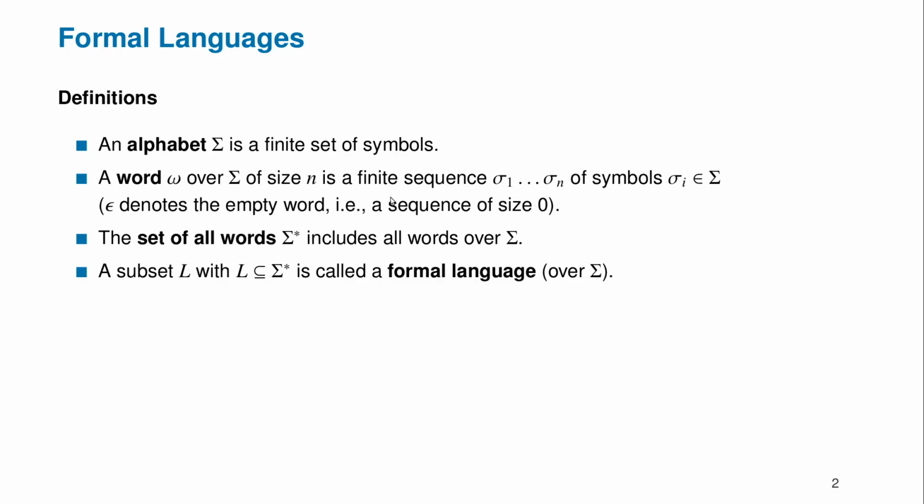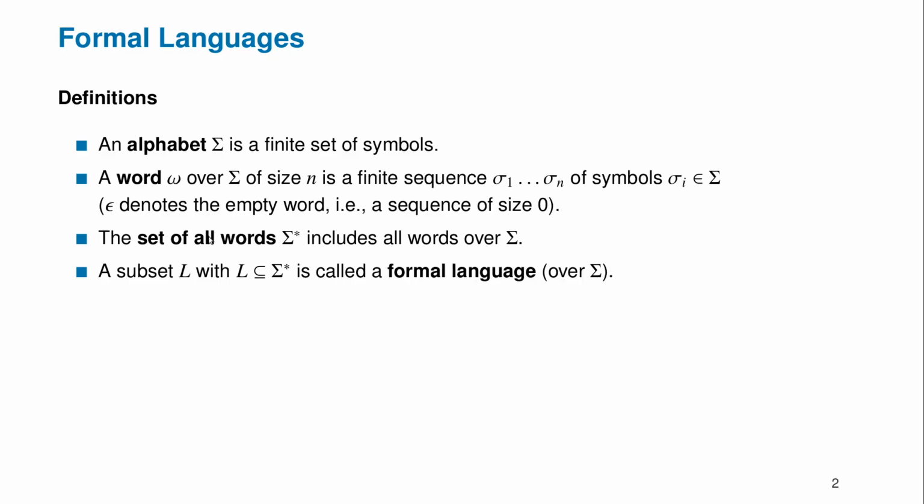Let's call the size n. So if we have a word of size n, then we have a sequence of n symbols, where those n symbols come from the alphabet sigma. There's one special case. We can also have the empty word or the empty string, and this is a sequence of size 0, and this special word we denote by the symbol epsilon.